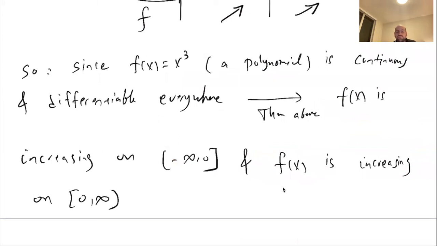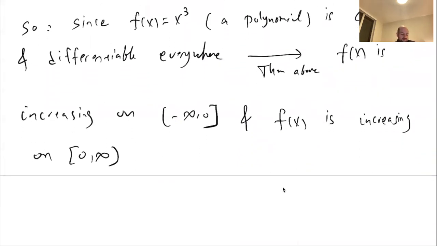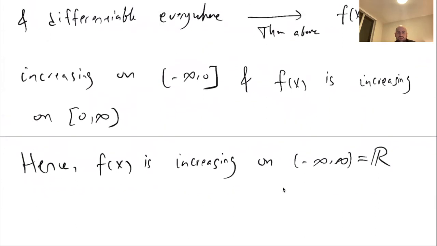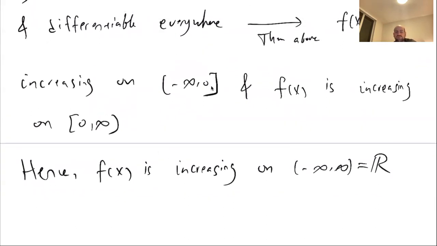Now f is increasing from minus infinity to 0, and f is increasing from 0 to infinity. How can I combine these two? Hence, f of x is increasing on the whole interval minus infinity to infinity, which means all real numbers. Why? If the function is increasing from minus infinity to 0 and increasing from 0 to infinity, can I conclude that it must be increasing from minus infinity to infinity?